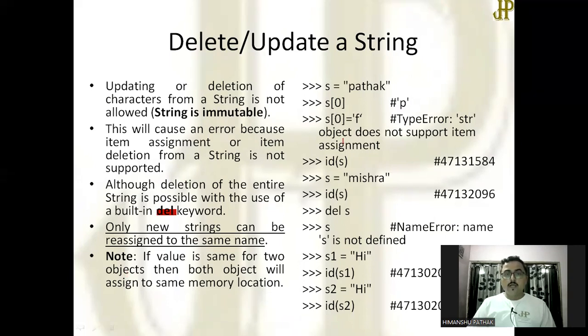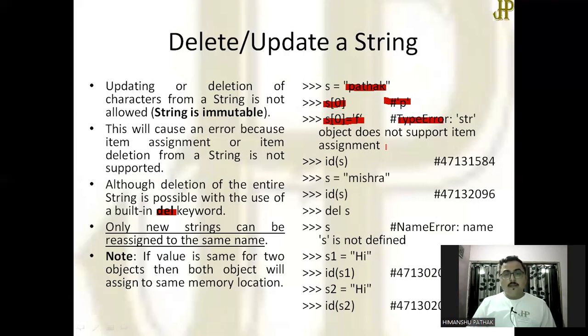So here I have taken again a string s and the value is given Pathak. Now s of 0, p will be printed. Now I am going to change the value of 0th position from p to f. So here s of 0 is equal to f. It will show an exception, and that exception is type error. What does it indicate? str object does not support item assignment. So it is clear that updation cannot be done in string.